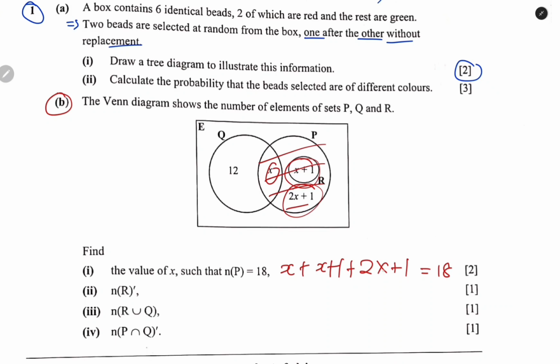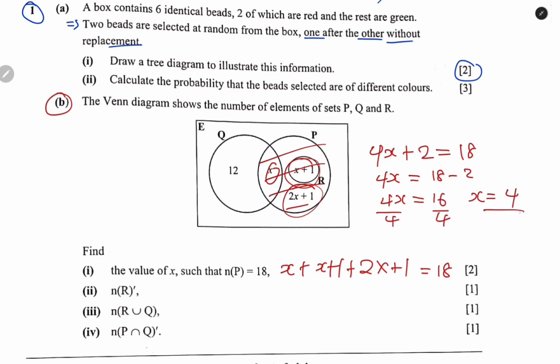So 4x plus 2 equals 18. Collect the like terms. 4x is equal to 18 minus 2, 4x is equal to 16. Divide by 4. x therefore is equal to 4. So where there is x here, we can replace it with 4, which means this part to be 5, this part to be 9.